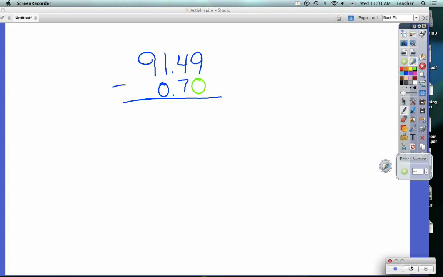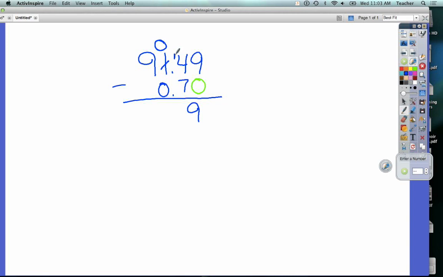Okay, let's look at how to solve this. 9 minus 0. Can I do 4 minus 7? No, what do I need to do? You need to cross out that 1 and add to the 4. Okay, so I'm going to take 1 from this area and add it to this.